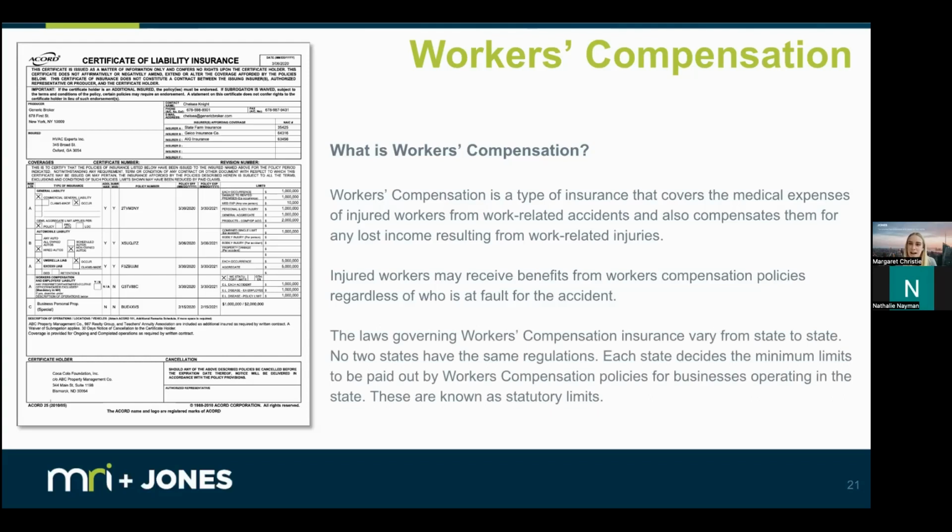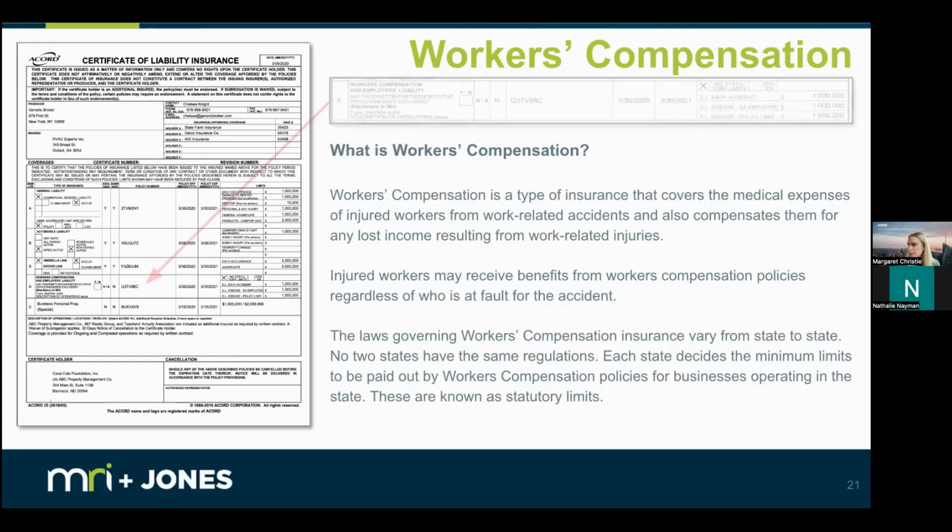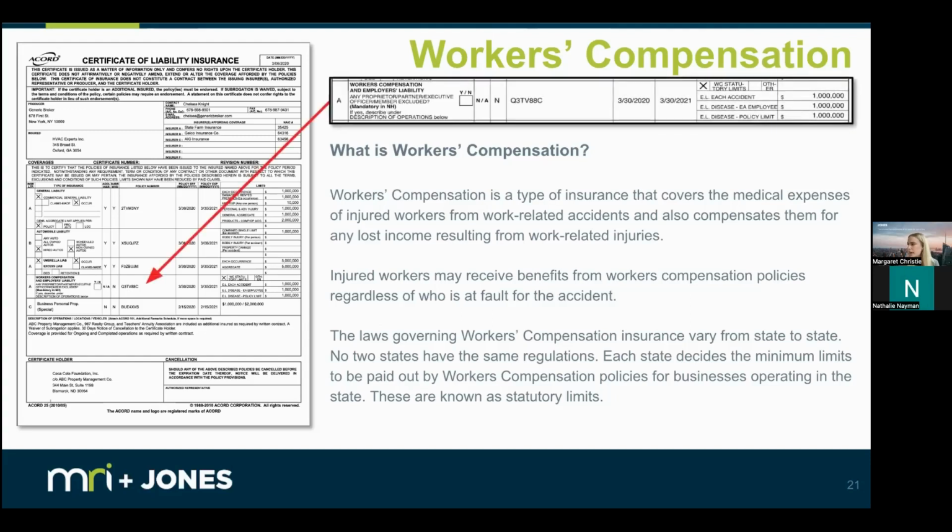So if you are managing a property or operating something in Texas, your vendors and tenants can rightfully refuse to provide statutory limits for workers' compensation. That said, each state does set a mandatory limit of the coverage that is required for workers' compensation. And you will always want to see that box checked on the COI.